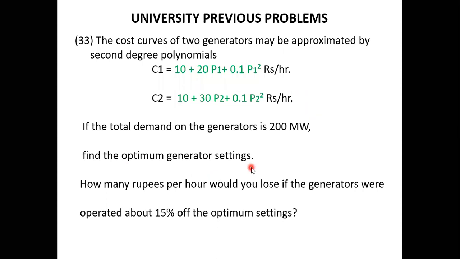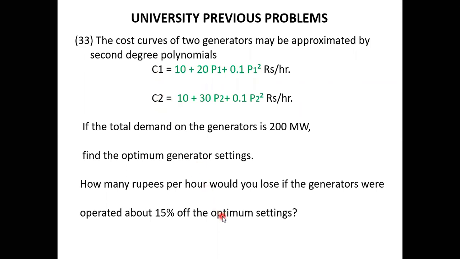Coming to the second one, what they're asking is, for example, instead of operating your generators at optimum levels, if you operate 15% off from the optimum settings, what would be the loss for you? Once you find P1 and P2, substitute those P1 and P2 in C1 and C2. Then you will get the fuel cost for C1 and similarly the fuel cost for power plant 2. Then add these two, then you will get the total cost. That is your first answer.